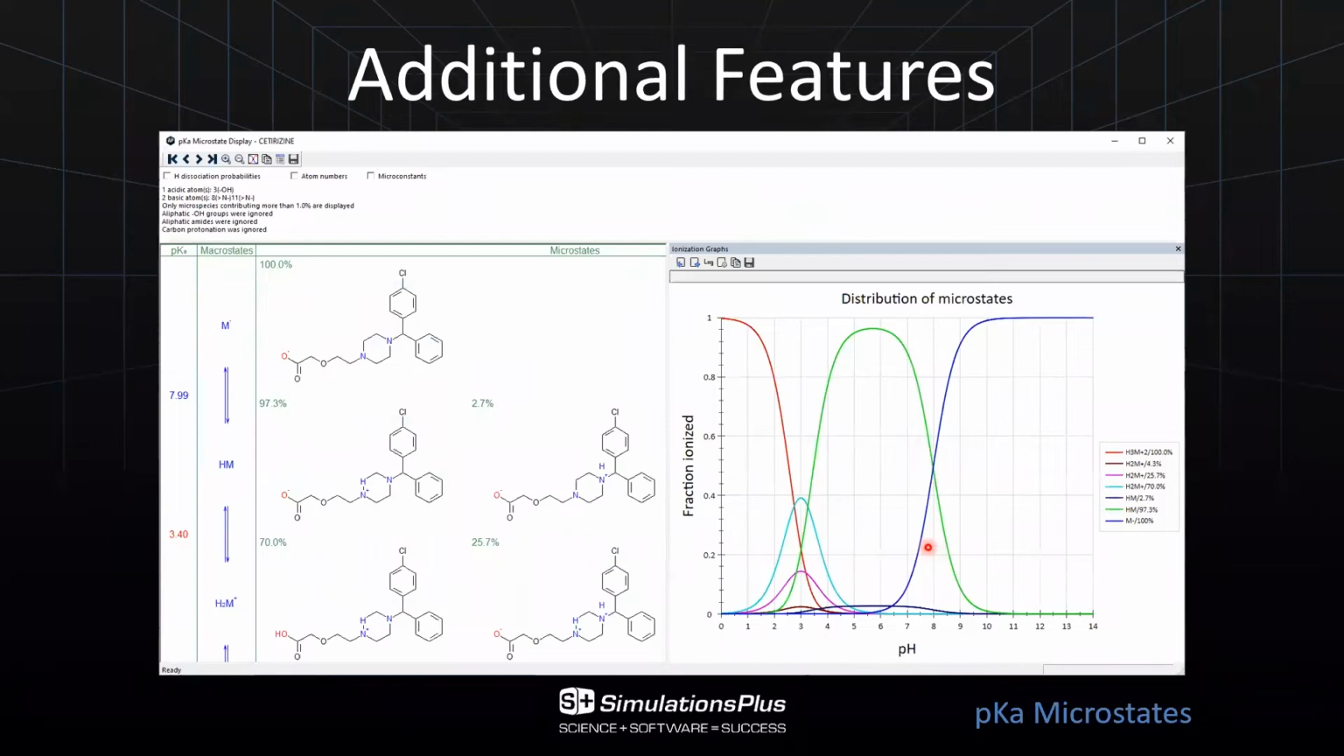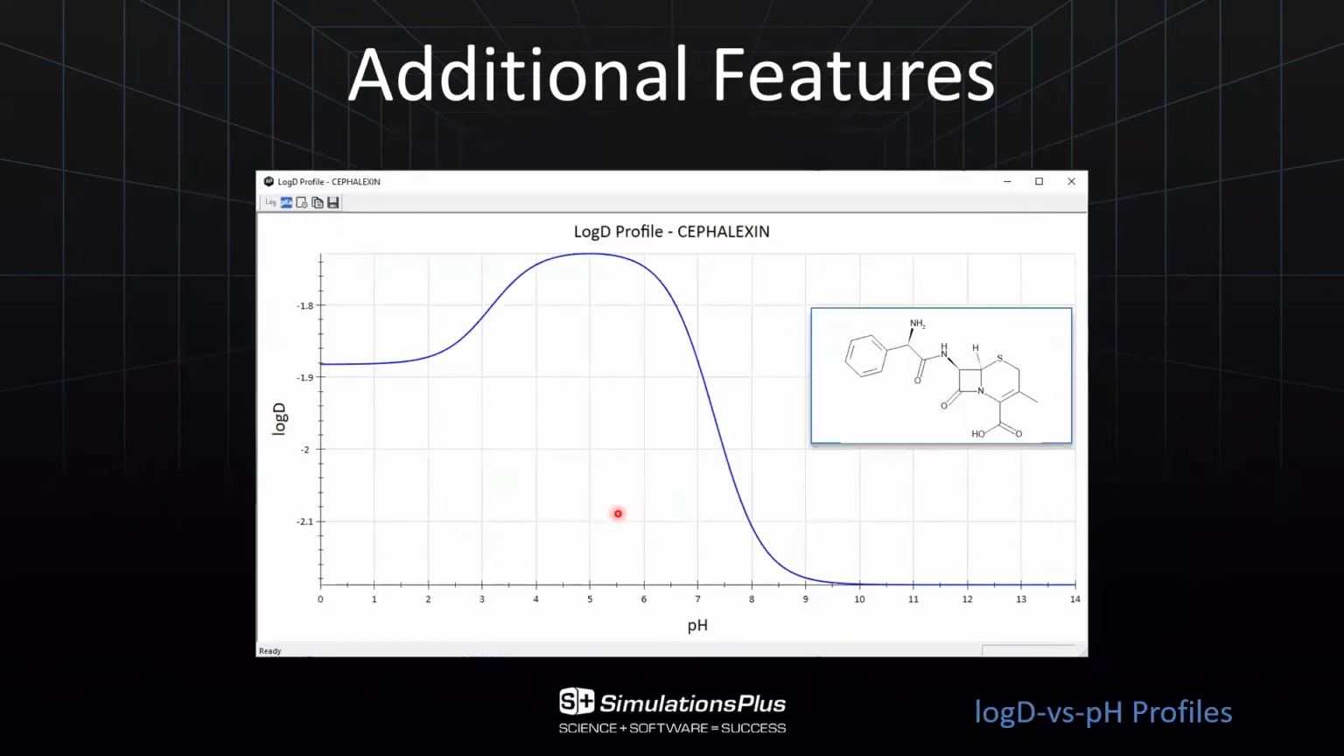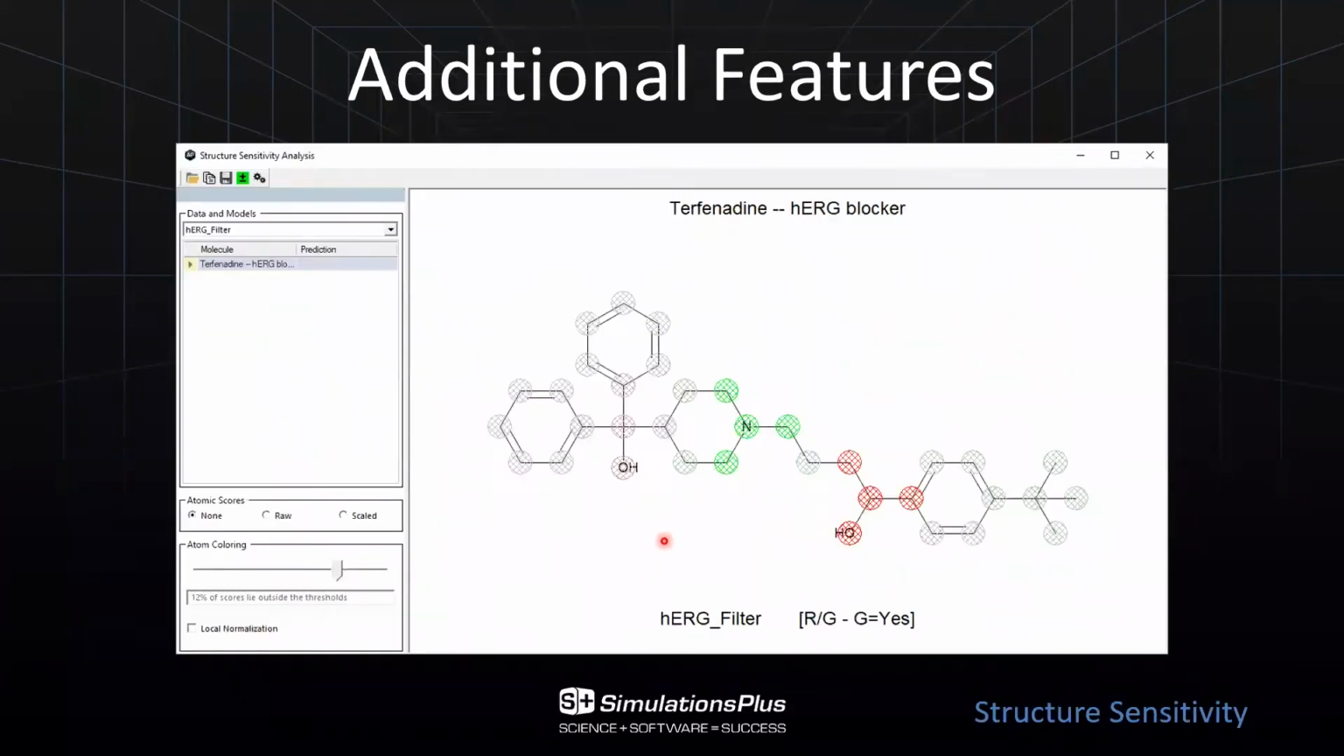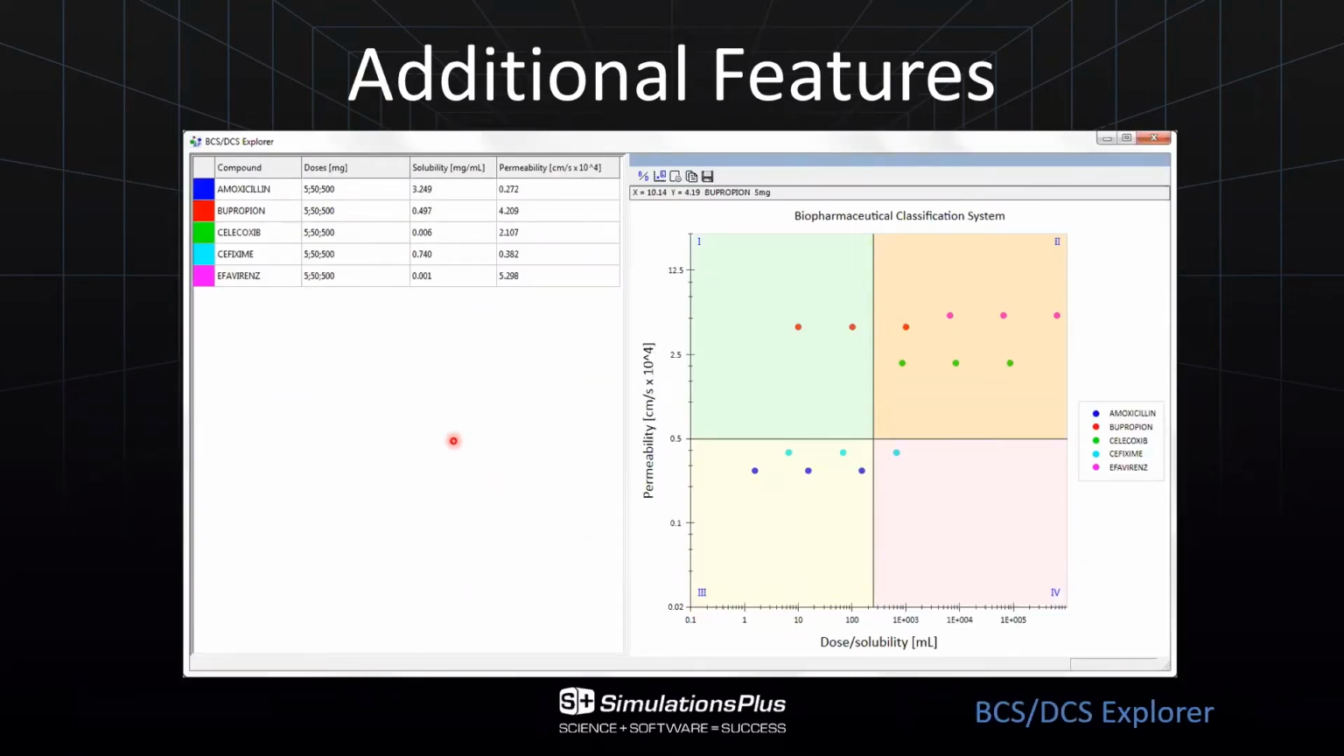Okay, and then finally, I'll just briefly show some useful companion features that I won't have more time to talk about today. So you can perform an in-depth analysis of a compound's ionization microstates, predict logD or solubility as a function of pH. You can visualize the substructures having the most influence on a particular prediction, HERG in this case. And you can explore the BCS or DCS classification of compounds. And there are many other features.